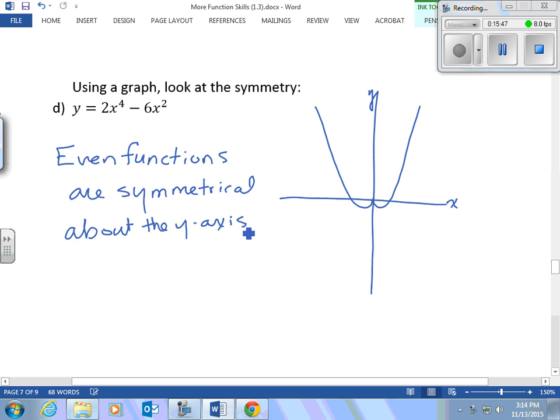And if you think about the earlier definition, it makes sense. When we plug in a negative x for any value, we're going to get the same y value as if we plugged in the positive x value. We've got it symmetrical on both sides of the y-axis. Let's look at an odd function and what its graph looks like.